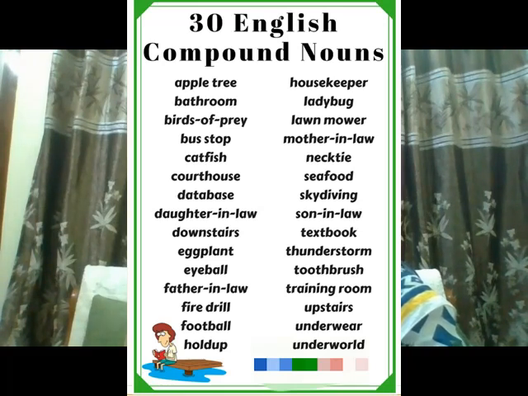Then in the hyphenated method, you can name a few examples like birds of prey, daughter-in-law, father-in-law, etc. In these words, hyphens are used between the words to create a single word which is a common compound noun, which you should always remember.